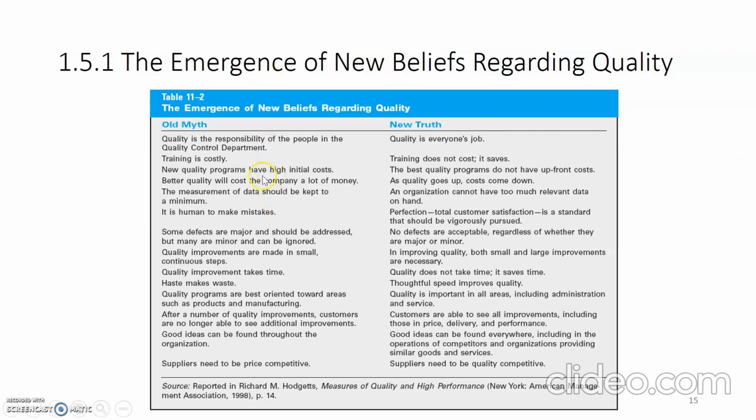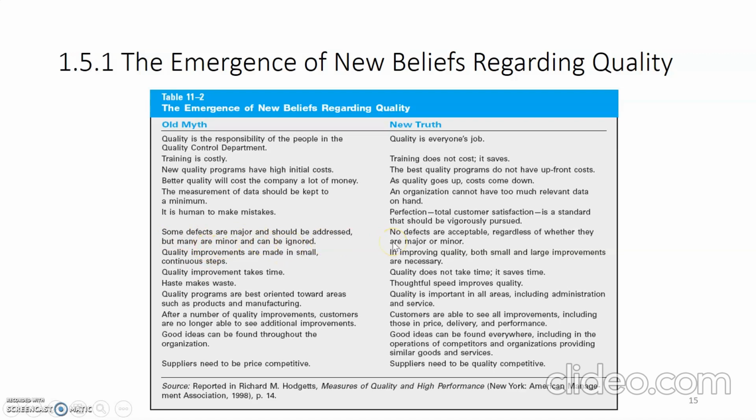New quality programs will have high initial costs. Not really. They do not really have upfront cost. It will cause a lot of issues about cost here, and this is something arguable. It is human to make mistakes, yes, but you can train yourself to reduce and learn from your mistakes. Some other aspects: you can focus on major defects, but you can ignore the minor ones.